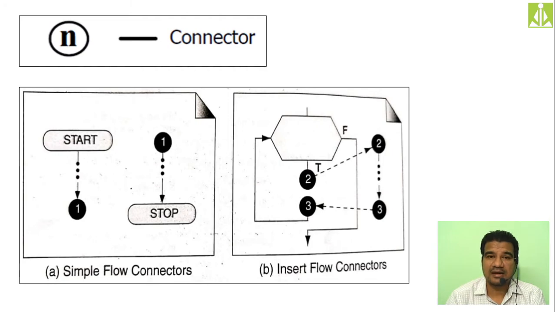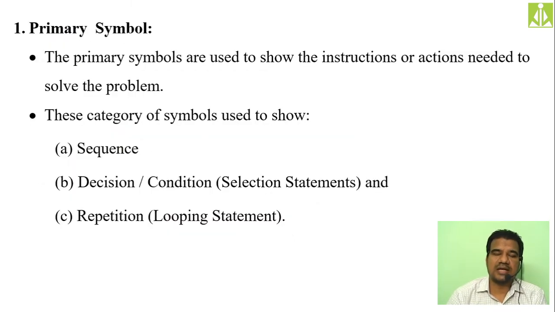Because connector will act as the continuation point. Inside your flow chart, connector will act like a continuation point. So then the next category of symbol here, it has to come like 2, but yeah, it is giving the numbering as 1. The second type of symbols, that is primary symbols.